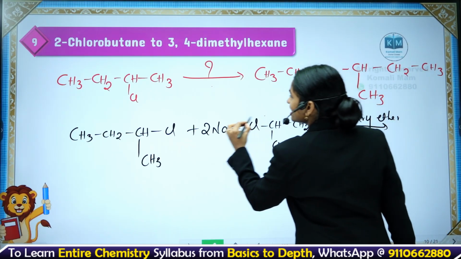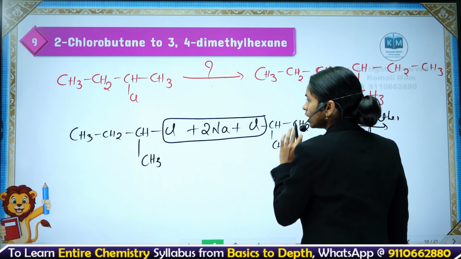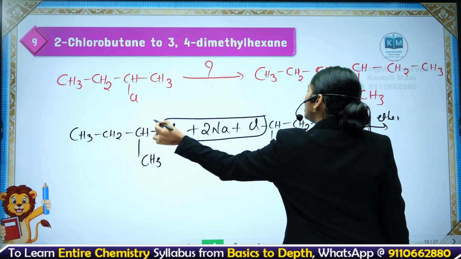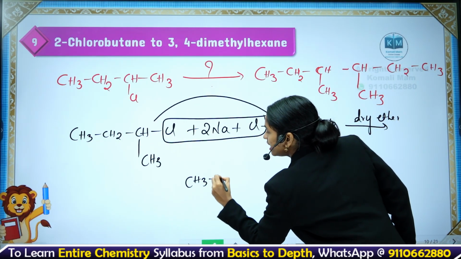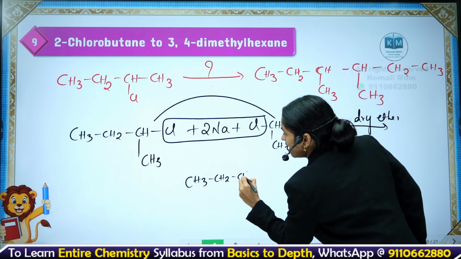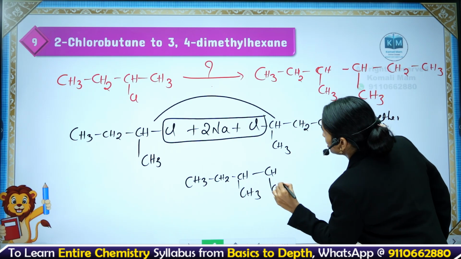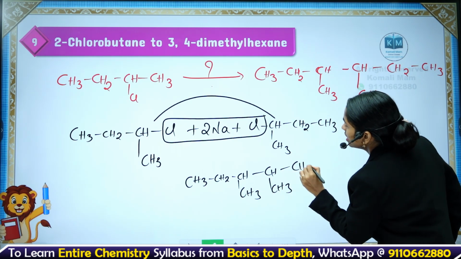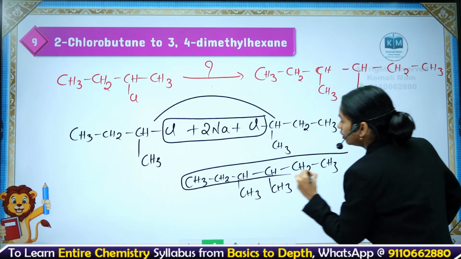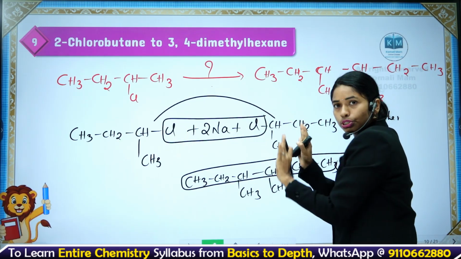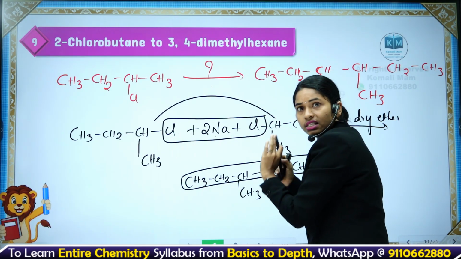In dry ether, this Na and Cl, 1 Na, 1 Cl goes out. Connect the bond between these two and write. So, CH3, CH2, CH, CH3, CH, CH3, CH2. See, exactly I am writing everything. This directly I am connecting to this, no change. 1 Na, 1 Cl goes out.